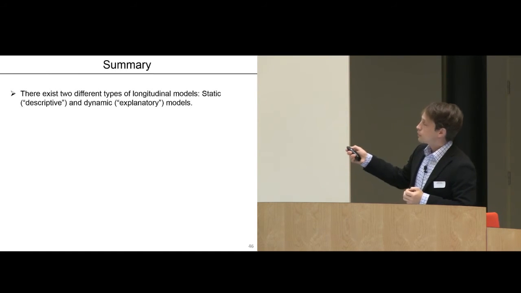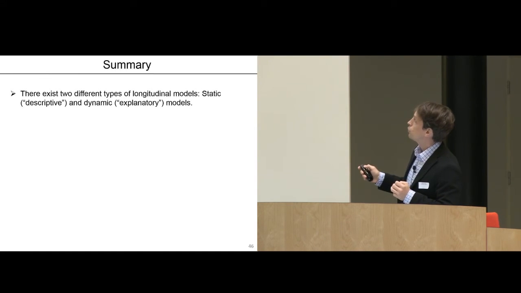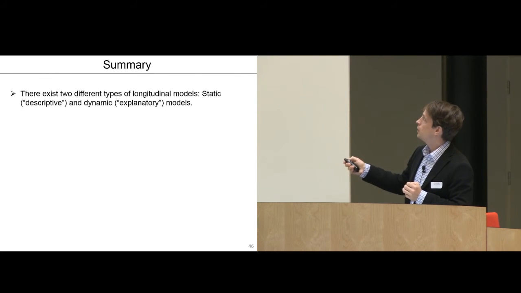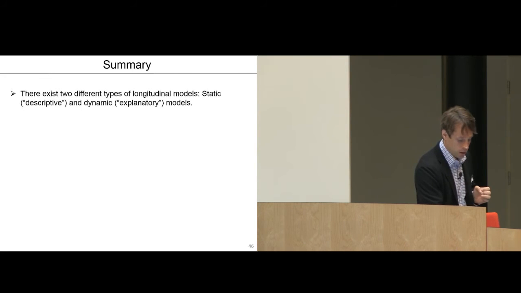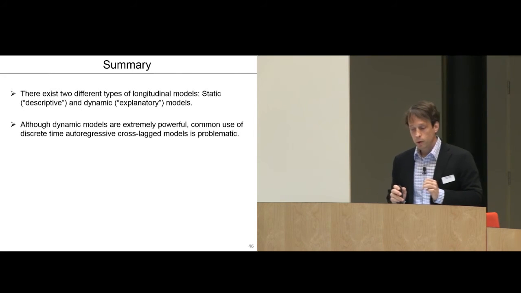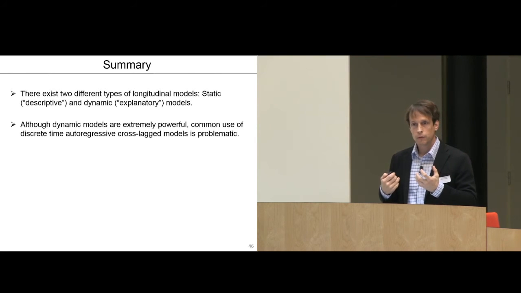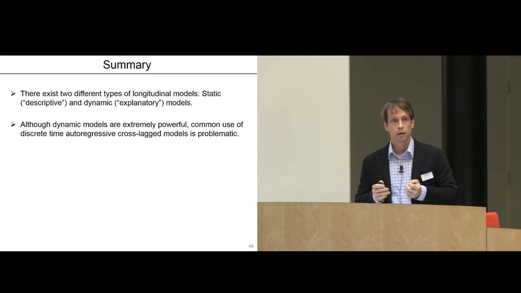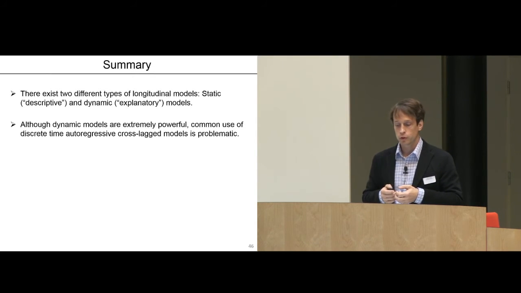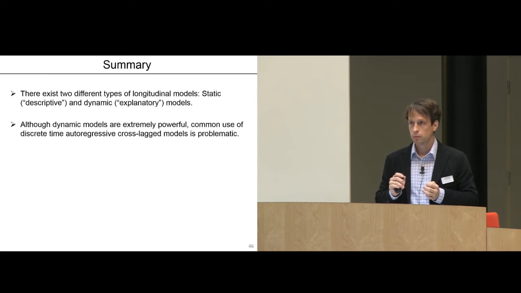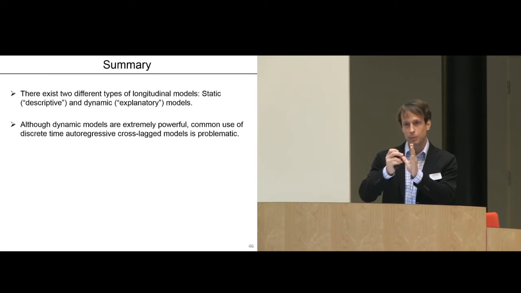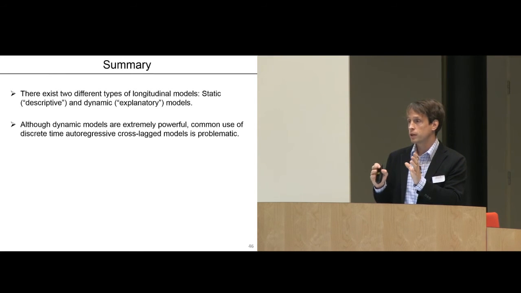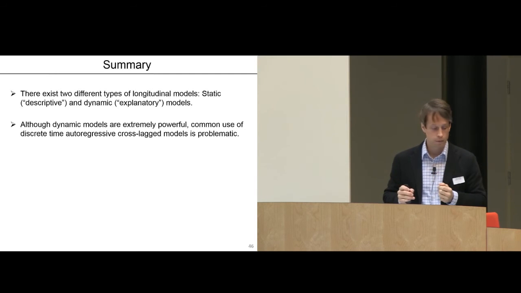We have seen that there exist 2 different types of longitudinal models, depending on the role of time. We have static models and we have dynamic models. We have seen that even though dynamic models are extremely powerful when it comes to the identification of mechanisms underlying change processes, the way they're currently being used in much of our research is somewhat suboptimal. As I said before, maybe it doesn't make a big difference, then it's just slightly suboptimal, but it can make a huge difference, and then the parameters and their interpretation is really off.